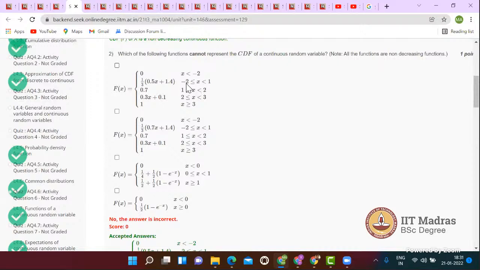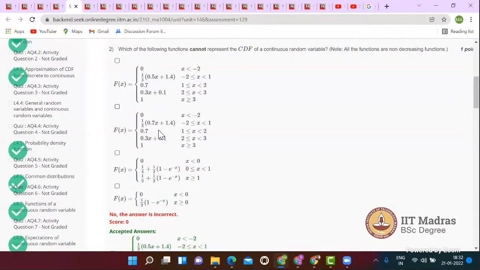If we put 1 here, so 1.4 plus, all are non-decreasing. Yes, correct. I'm just checking by putting in some values. There would be some values where it will be continuous or some sort of thing. That is how it works, it's a hit and trial method. You can't do anything else in such questions.